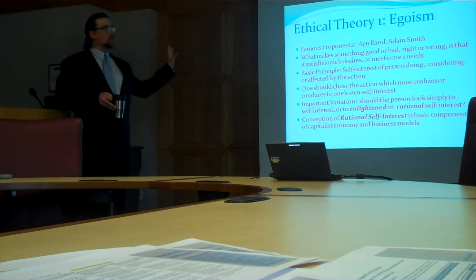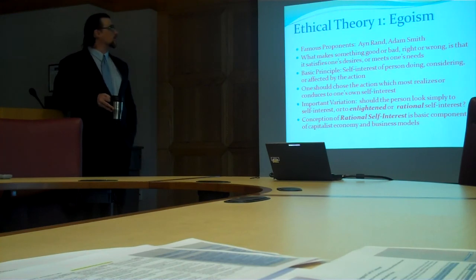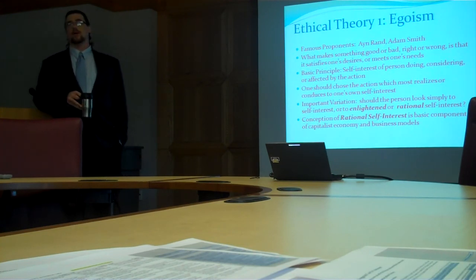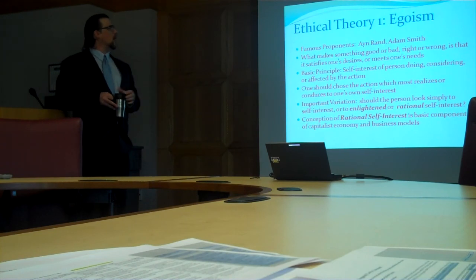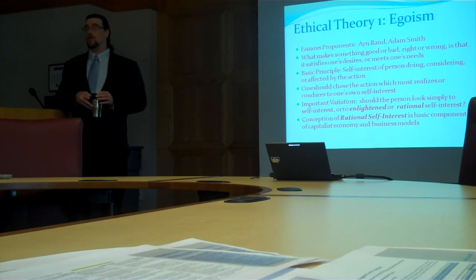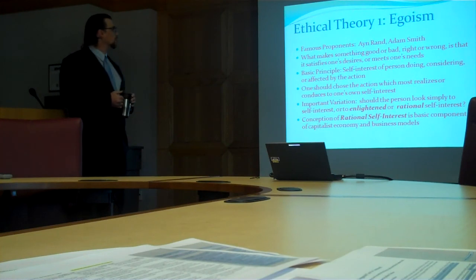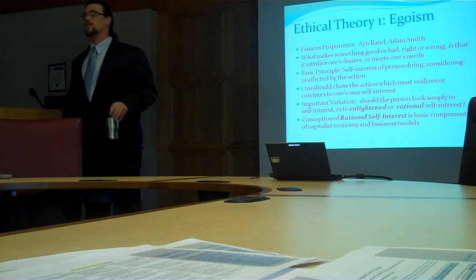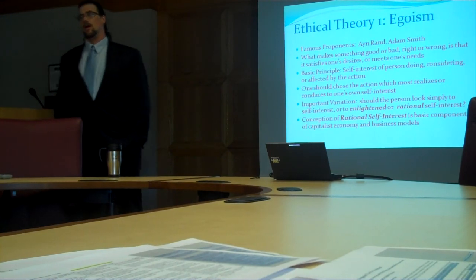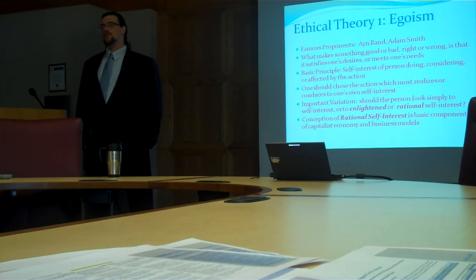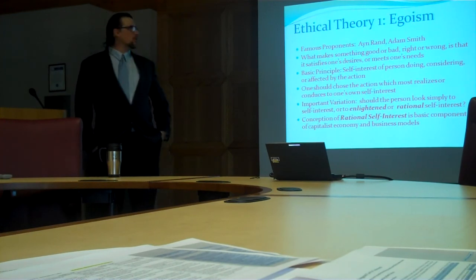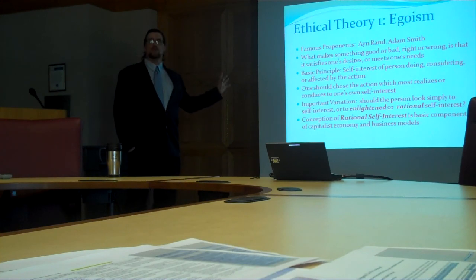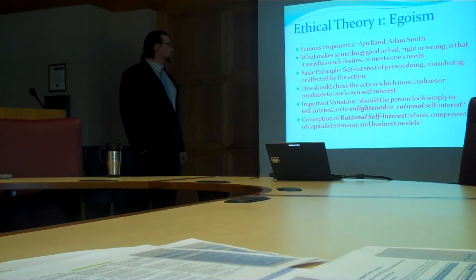The basic principle behind it is the self-interest of the person doing, considering, or affected by the action. So you should do the action which most realizes or conduces to your own self-interest. That's what an egoist perspective says. Now, one important variation of this is the question of rational self-interest or enlightened self-interest. We're all familiar with actions which would be very pleasing right now, but would ultimately not be in our self-interest. And so we can distinguish between a sort of naive kind of egoism and rational egoism.